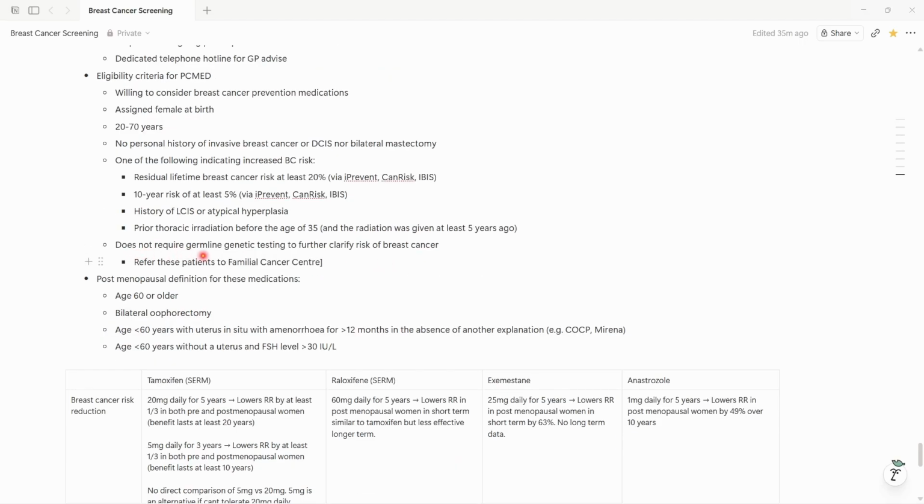They do not need to require germline genetic testing to further clarify the risk of breast cancer, but if the patient is high risk based on their family history, then they should be referred to a familial cancer center anyway. But those high-risk patients should also be referred to PCMED for consideration of breast cancer reducing medications.